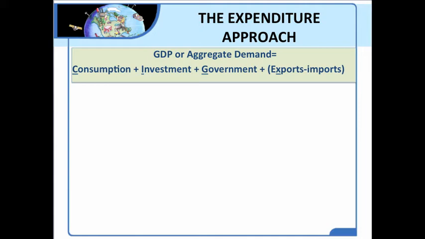So we add up all this spending and we divide the economy into four basic sectors: the household sector, the business sector, the government sector, and the foreign sector. We then label final goods and services according to the sector that actually buys those goods and services. So when households, like your family or you and I, buy goods and services for our own personal use, we call that consumption.